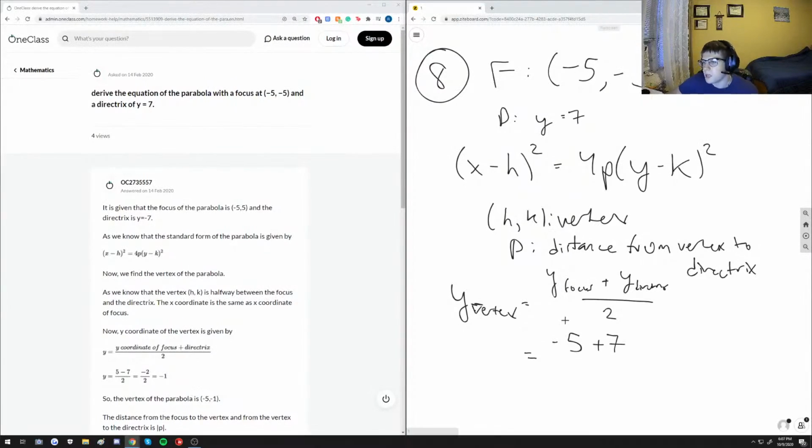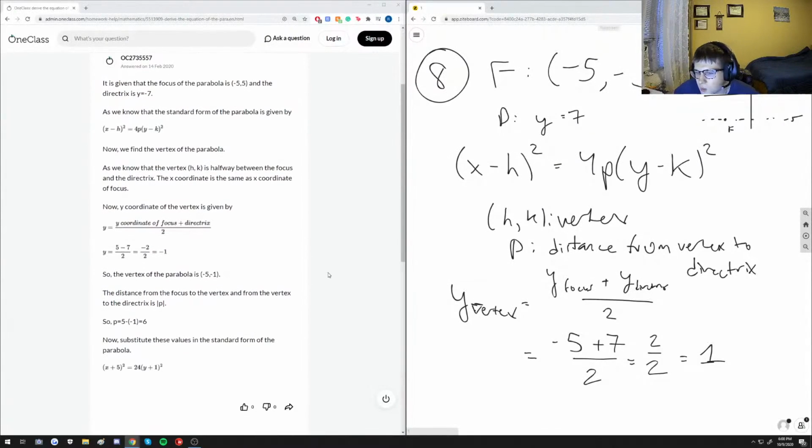So we're basically finding the midpoint, right? Because if we think about this graphically, if we have a focus at -5 and a directrix up here at 7, our vertex will be somewhere in the middle. And finding this midpoint is simple. You just sum them both and divide by 2, so this is 2 over 2, and we get 1. So the y coordinate of our vertex is equal to 1.